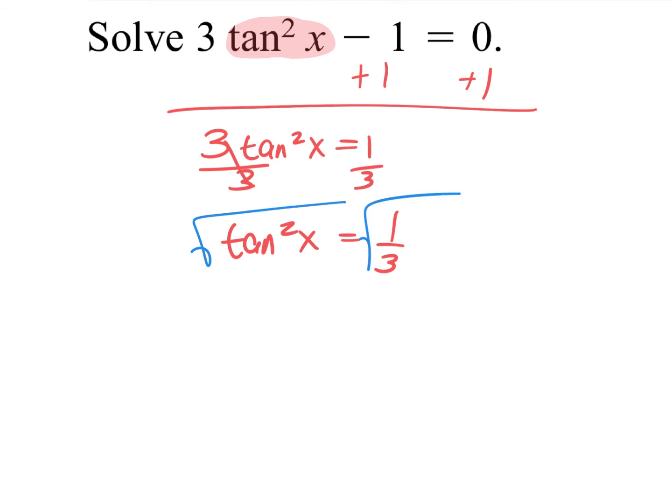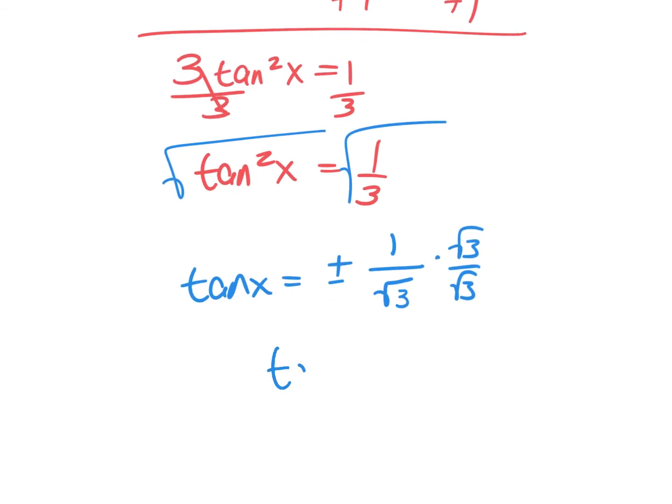Good. When you take the square root, what goes in front of your answer? Plus or minus. Okay. Guys, what's the square root of 1/3? 1 over the square root of 3. Can I leave my answer like that? No. So I have to rationalize, right? So I'm looking for all the places on the unit circle where the tangent of x is the square root of 3 over 3, correct?